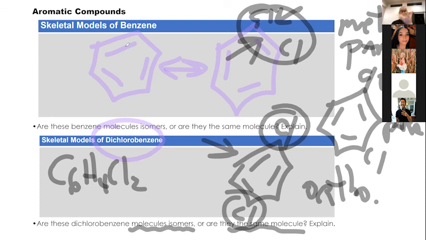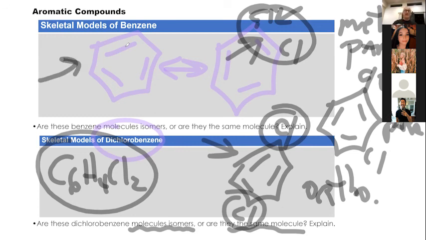And actually, you could separate them. They would have different boiling points and melting points. They're structurally different. They're chemically different. They have the same formula, but they're chemically different. These 2 forms of benzene are identical in every way. They're exactly the same thing. But having the 2 chlorines next to each other and having them far apart from each other gives you different chemical properties. So they're isomers, they're not the same molecule.